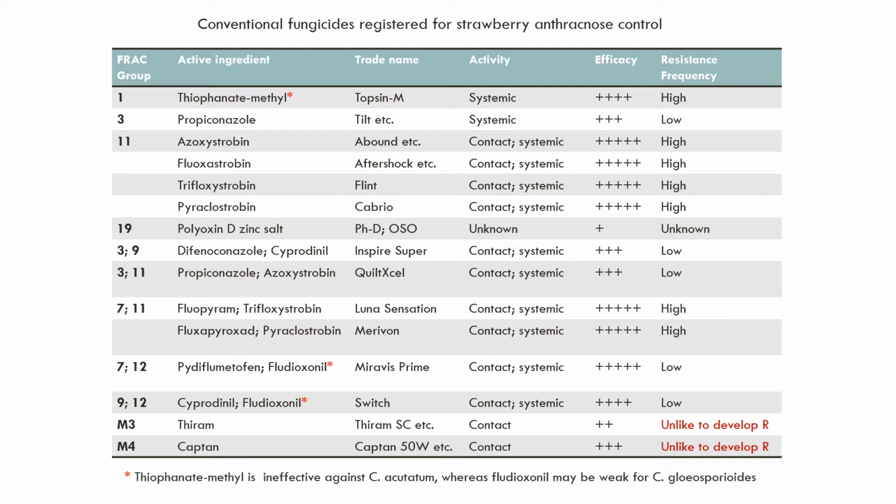Early in the season, Thiram could also be useful due to its higher efficacy for botrytis and can also help with deer management. Please note that thiophanate-methyl is ineffective against acutatum, whereas fludioxonil, however, may be weak for Colletotrichum gloeosporioides.